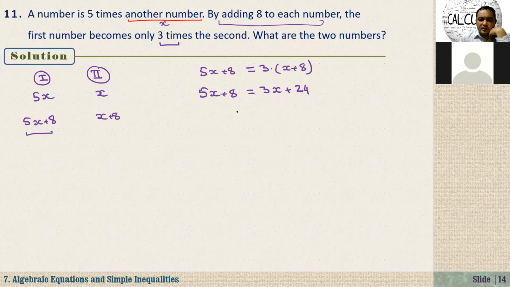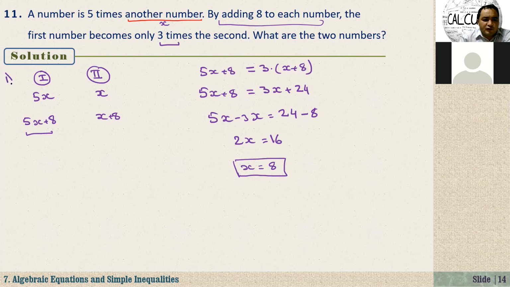Now take unknowns to the left hand side. Here we have 5x minus 3x. On the right hand side, we have 24. Take 8 to the right hand side, minus 8. 5x minus 3x is 2x. 24 minus 8 is 16. So 2 times what number gives 16, or x equals 16 over 2. So x here is equal to 8.